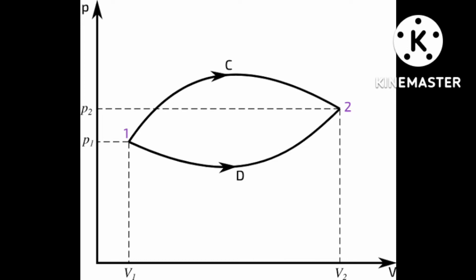Why does it happen when work is done on the system or by the system? On the system means positive. When work is done on the system, it means compression is going on. Hence, the energy will increase, because in doing work, energy is required. Any work you do, energy is required. You are compressing a hand pump. See how much pressure you are putting. Then water is coming up.